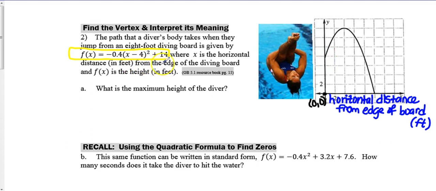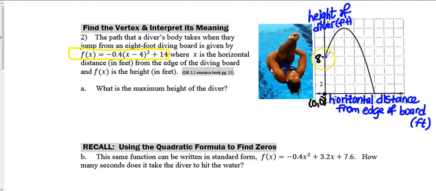And then we have f of x is the height in feet. So this is height of diver, also in feet. This is counting by 2s, so 2, 4, 6, here's 8. So at 0 feet away from the board, the diver is 8 feet in the air. That makes sense because they are standing on an 8-foot diving board, so they haven't actually jumped yet.